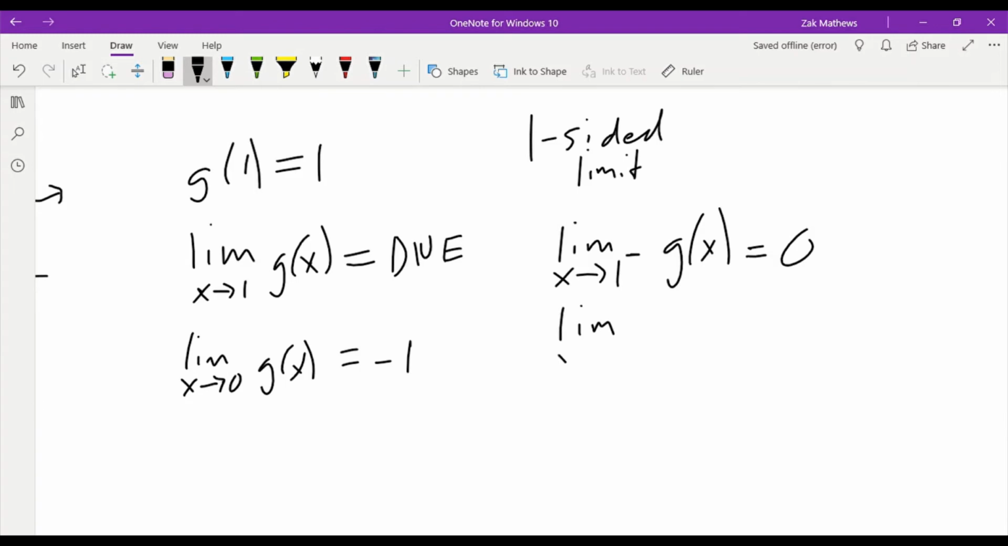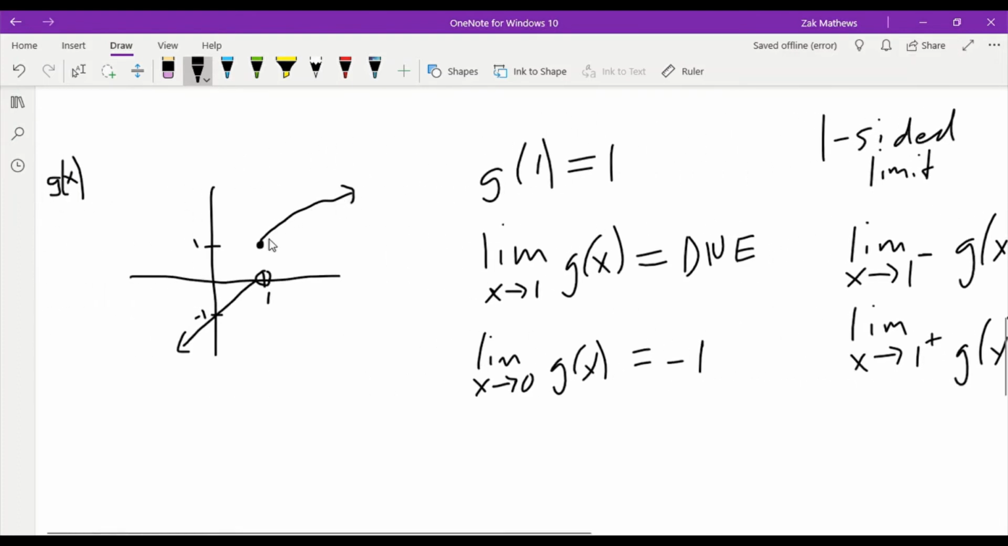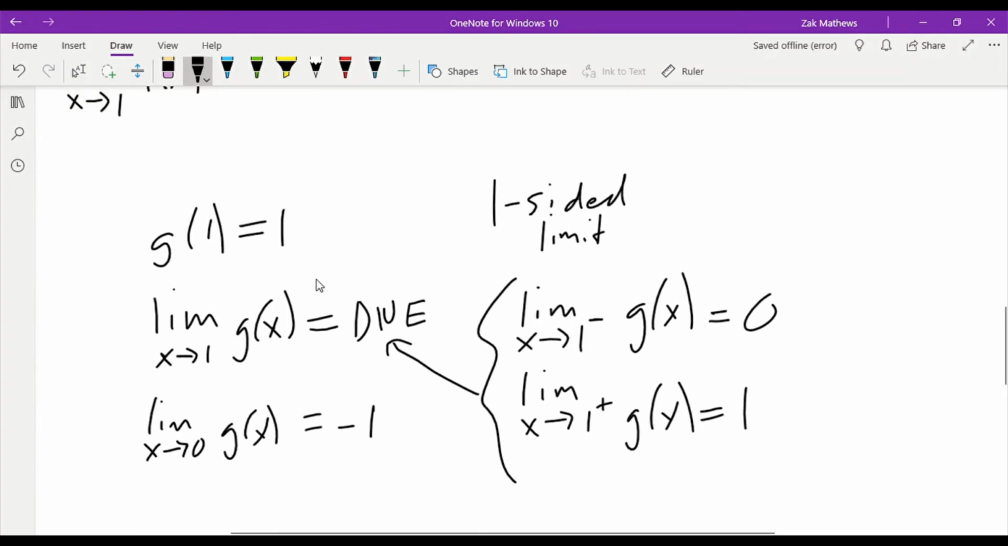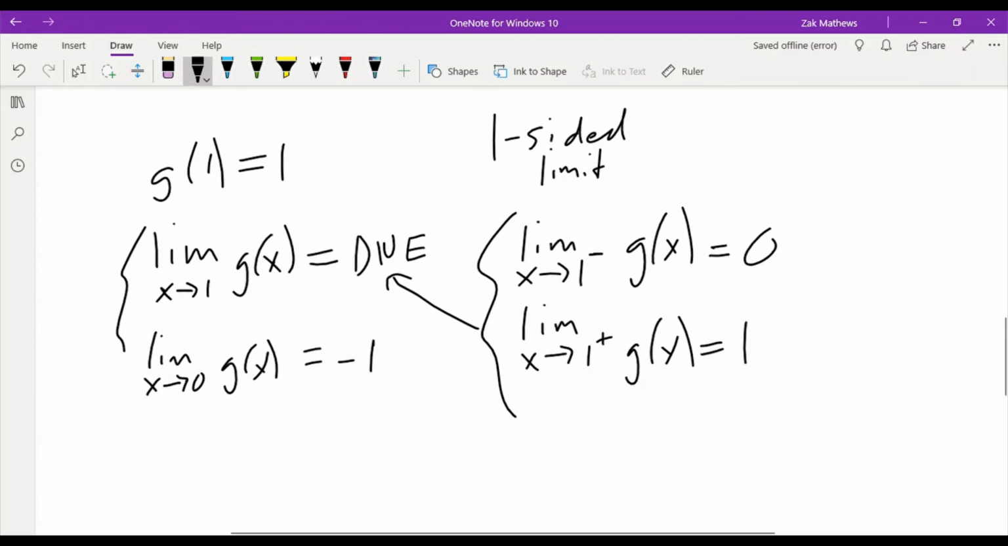We can also look at what happens as we come at 1 from the right, and we indicate that by putting that positive on top of the 1. That's indicating coming at 1 from the right. Well, here we see that we're going to 1. And so we see that they don't agree, right? And because these two one-sided limits don't agree, that tells us that the limit doesn't exist. Now, I've been calling these things limits, but what we're really finding here and here is a two-sided limit.